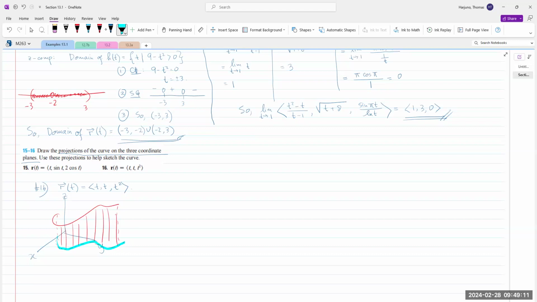Now, how do we do that? On the XY plane, we basically pick the X and the Y component of that vector function only. So that's t comma t, right? The X component and the Y component only. But when you have that, this implies we are looking at x equals y, right? So on the XY plane, it is actually a diagonal line with slope 1, right?